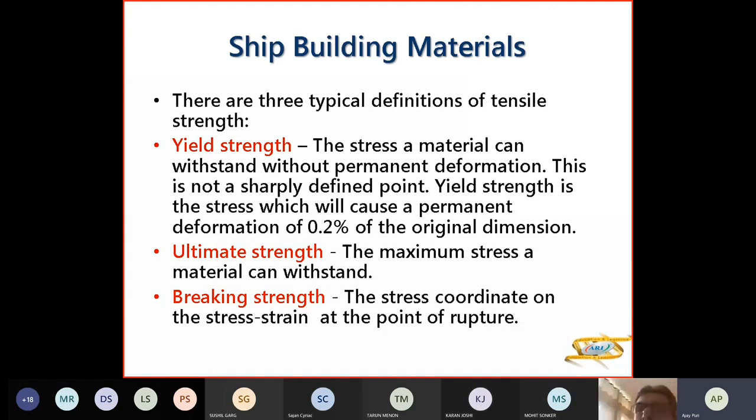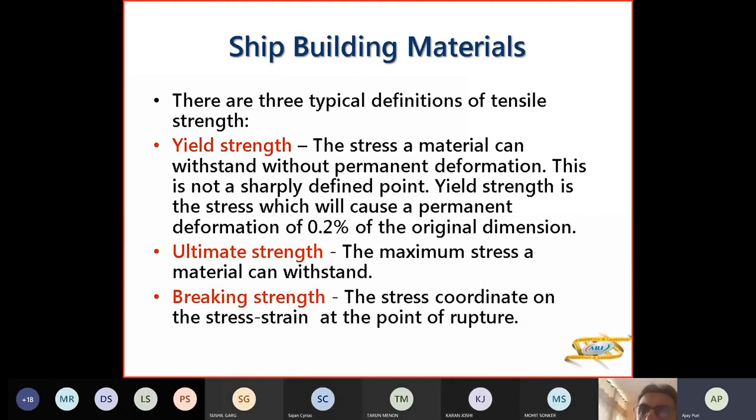So yield strength means the stress a material can withstand without permanent deformation. So it is in the elastic phase only because your permanent deformation is in the plastic stage. So yield strength is not a sharply defined point, and that is a stress that will cause permanent deformation of 0.2% of original dimension.